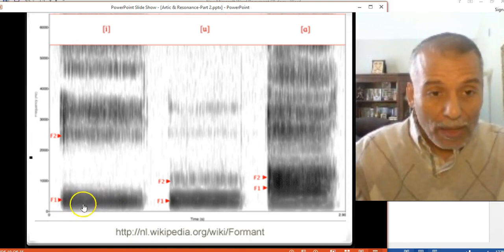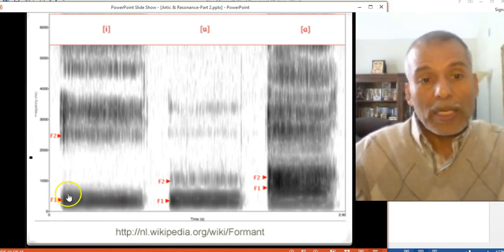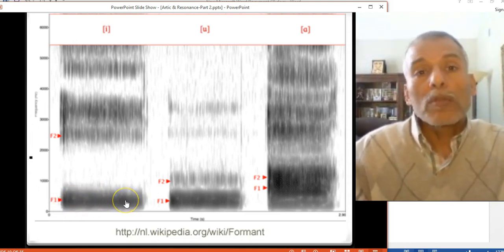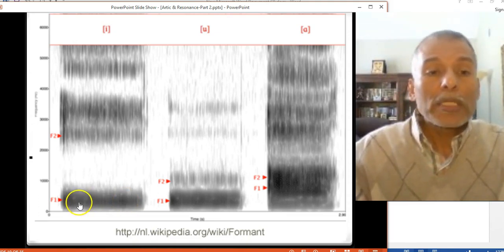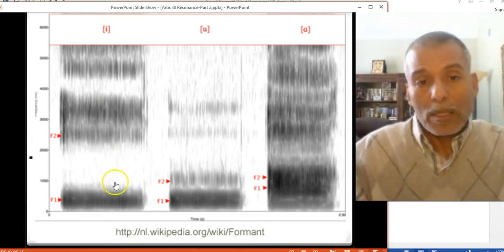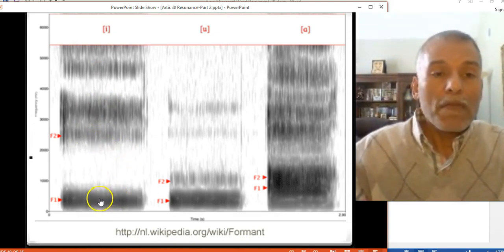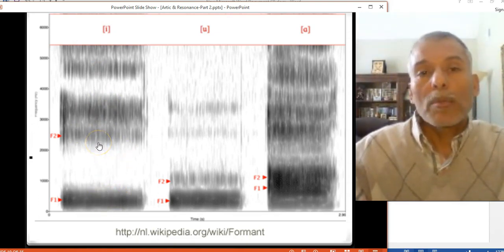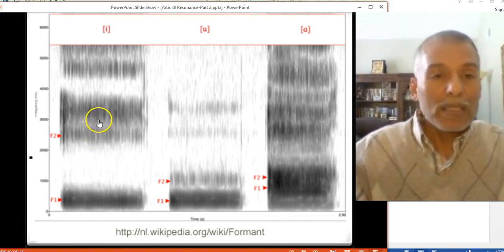So here's a spectrogram showing the production for E, U, and A. The dark bands that you see here are what is called formants. And these formants characterize, again, primarily vowel sounds, and also to some extent resonant sounds.